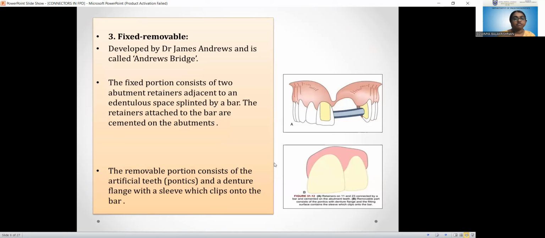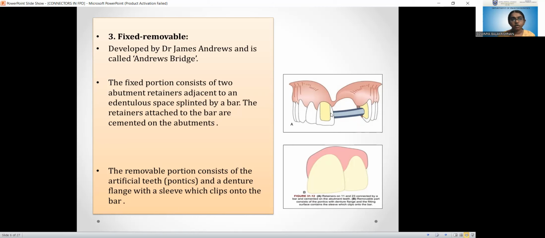So coming to the next type, that is the fixed removable. That means it has a fixed portion as well as a removable portion. It was first developed by Dr. James Andrews, so we commonly call this type of FPD the Andrews bridge. Like shown in figure A, it has a fixed portion which consists of two abutment retainers adjacent to the edentulous space. So this is the edentulous space, and the two abutment retainers adjacent to it are joined by a bar, and the retainers are attached to the bar and cemented onto the abutments. So this is the fixed portion of this FPD.